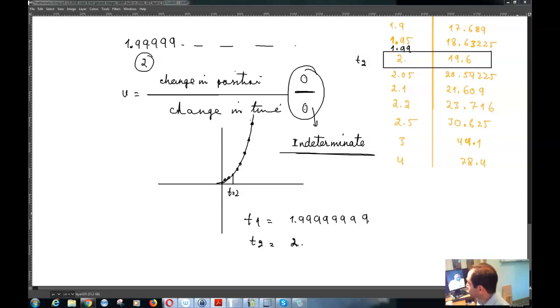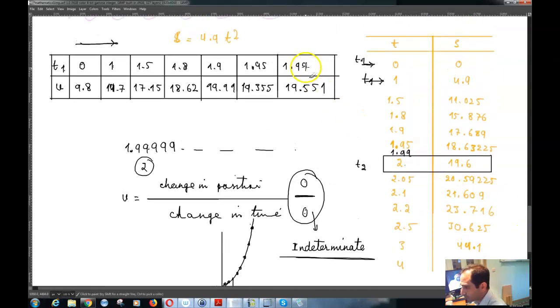But now the next thing that we have here: we can make the time intervals ending at 2 smaller. We see that we get a better idea of the velocity, hoping that nothing really dramatic happens between 1.99 and 2. So then, based on this table that we had over here, between t is equal to 1.99 and t is equal to 2, the average velocity we calculated to be 19.551 meters per second.